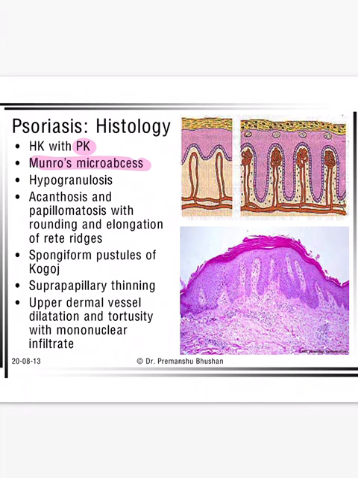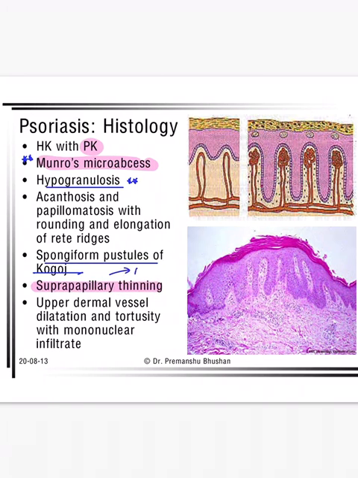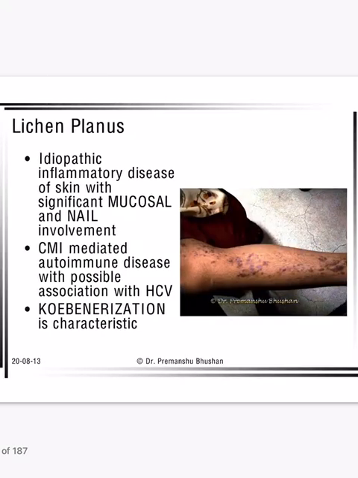Now coming on to the histology in psoriasis. See, we will see parakeratosis, guys. We will see Munro's microabscess. Okay. We will see hypogranulosis, whereas hypergranulosis is seen in lichen planus. And we'll see spongiform pustules of Kogoj, guys. Okay. See, and what is the reason for this Auspitz sign to be positive? This is basically the suprapapillary thinning. So the suprapapillary region is thin. So when you try to scratch the lesion, it starts to bleed, guys.